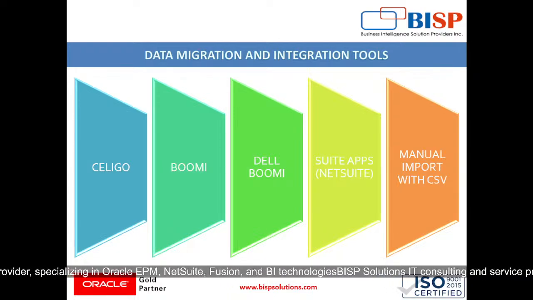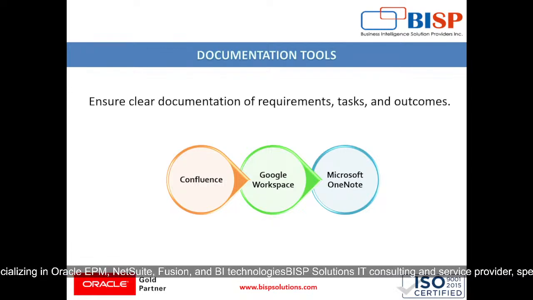Okay, so after that we have discussed documentation tools, which means ensuring clear documentation of requirements, tasks and outcomes. The tools are Confluence, a centralized wiki for storing project details, workflows and decisions. Google Workspace, for collaborating with tools like Google Docs and Sheets for real-time editing and sharing with partners. Then comes Microsoft OneNote, where note-taking and task tracking for project documentation will be done.